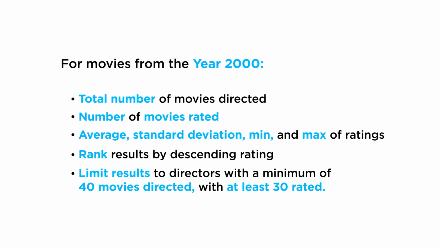We also want to compute the average and standard deviation of these ratings, together with the minimum and maximum values for each director. We also want to rank the results in descending order of the ratings, and we want to limit the results to only directors that have directed at least 40 movies, with at least 30 of them being rated. So, how do we approach this query?